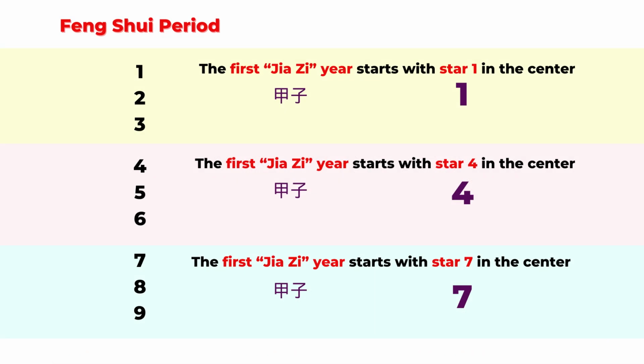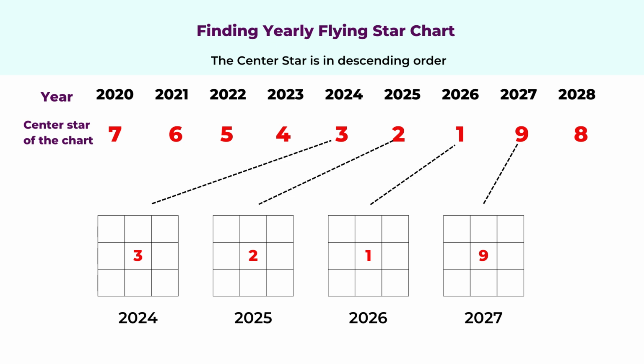And in Feng Shui, we have 9 periods. Each period lasts for 20 years. So from period 1 and the beginning of the 60-year cycle, or the first Jiazi year, the center star of the flying star chart is number 1. For period 4, or the middle period, the first Jiazi year has a center flying star number 4. For the first Jiazi year of period 7, the center flying star is number 7. And we count from that number in descending order.